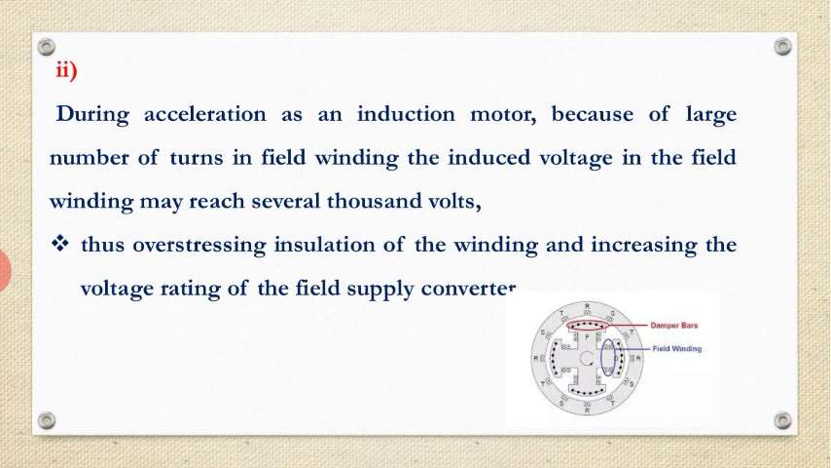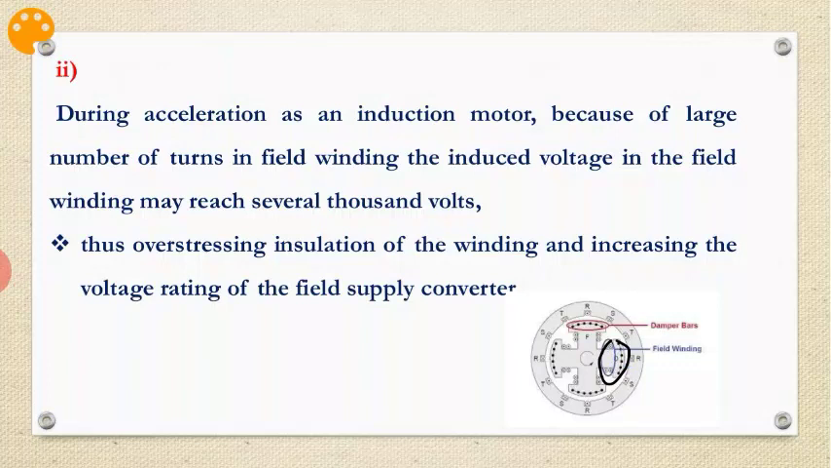The second point is during acceleration as an induction motor, because of the large number of turns in the field winding. The field winding is mounted on the rotor, if you look at this figure. So what happens during acceleration as an induction motor? Now I am starting the synchronous machine as an induction motor, using the squirrel cage winding on the rotor. The field winding consists of a large number of turns.